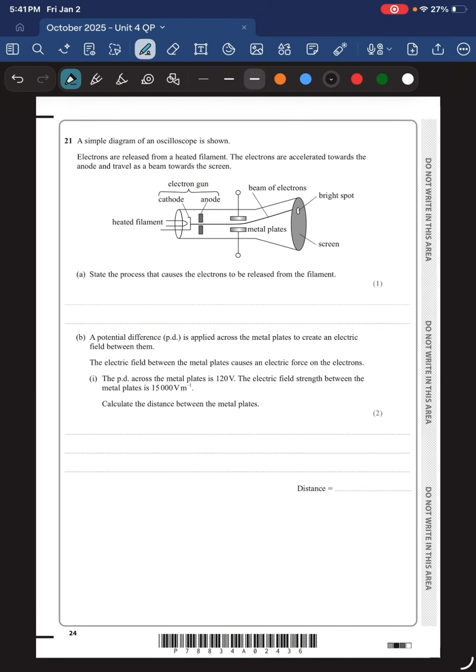Question 21. A simple diagram of an oscilloscope is shown. Electrons are released from a heated filament. The electrons are accelerated towards the anode and travel as a beam towards the screen. State the process that causes the electrons to be released from the filament. That's thermionic emission, easy. And you can see the setup there. You have a heated filament that heats the cathode, which emits electrons.